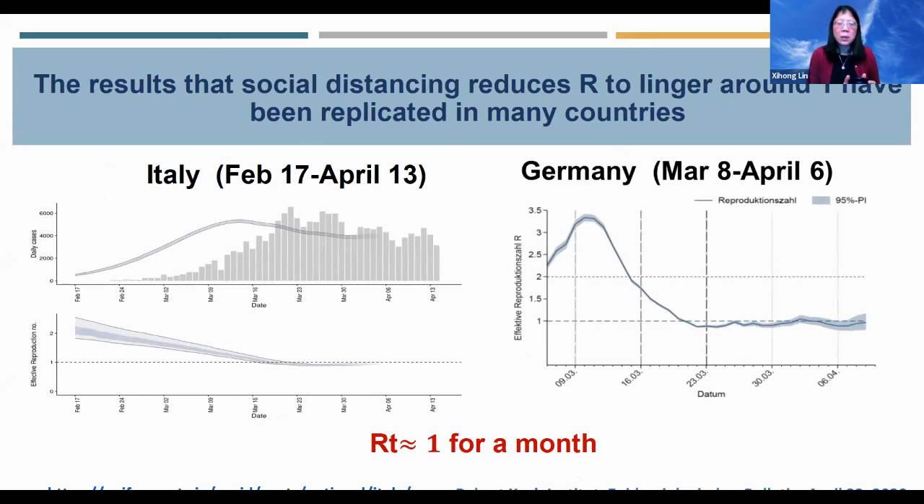The results were replicated in other countries. If you look at the spring data in Italy on the left, and the Germany data on the right, they did social distancing. And you can see the RT lingered around one for over a month, and the curve was not bent. This happened in many countries.